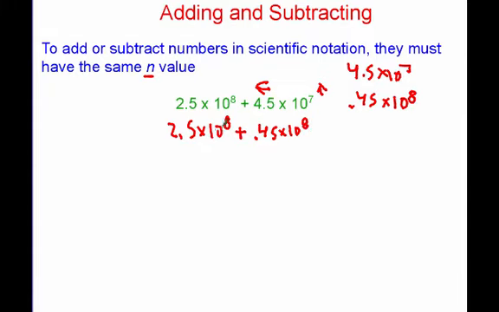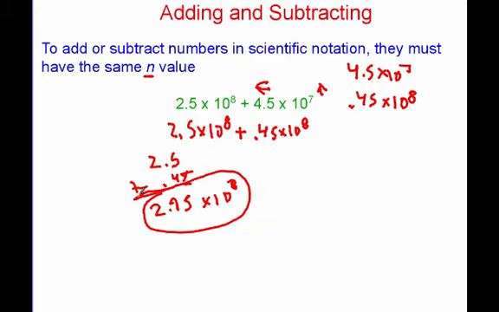Well, now that they're in the same power, they can be added together. 2.5 plus 0.45, that's 2.95. And the 10 to the 8th just stays there. So I have 2.95 times 10 to the 8th as my answer.